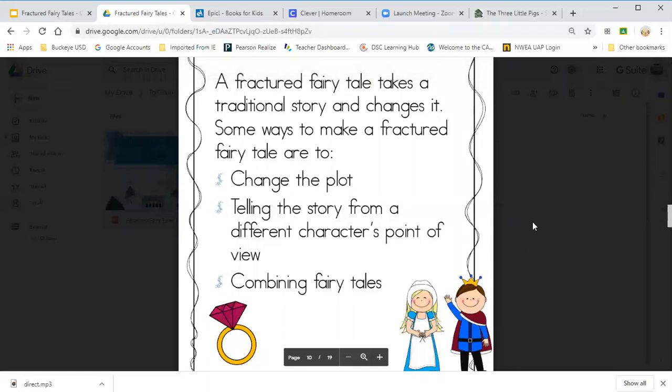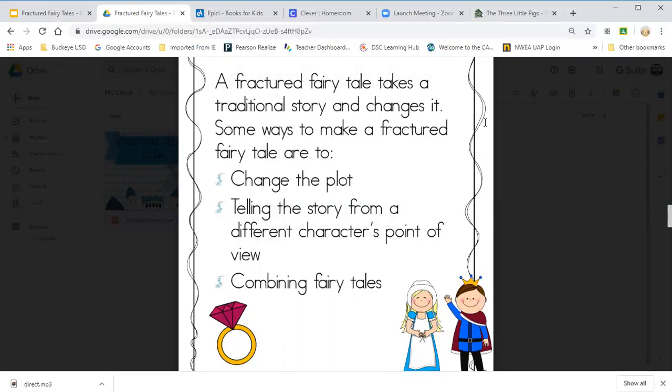All right, so we are going to be talking about fractured fairy tales. We're talking about regular fairy tales, which we all know. A fractured one is just, a fracture means to break. So it's a broken apart fairy tale or told a little bit different. So you could change the plot, which means the things that happen in the story.